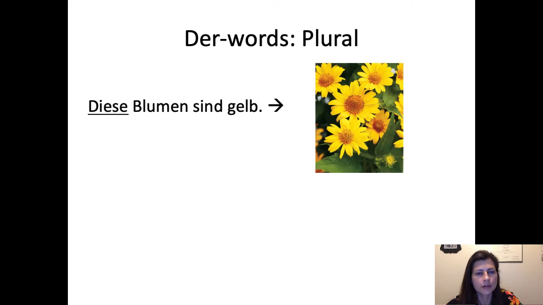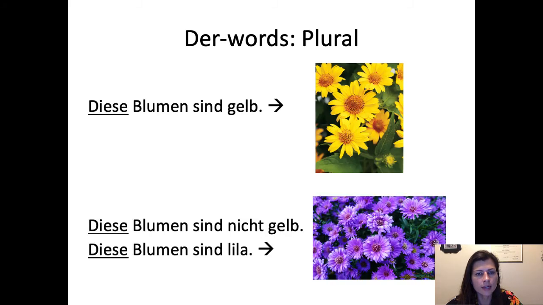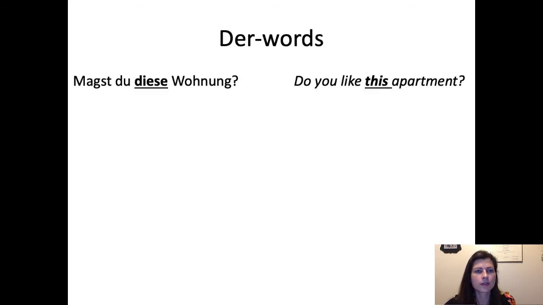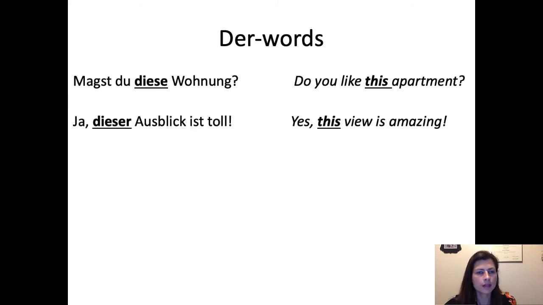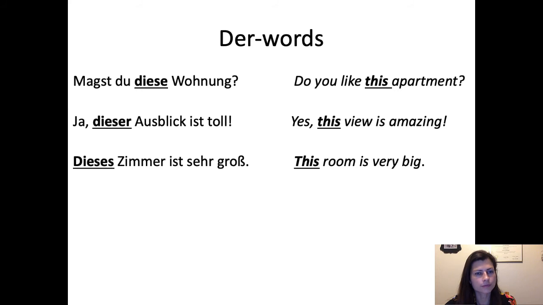Okay, and then in plural, diese Blumen sind gelb. Diese Blumen sind nicht gelb. Diese Blumen sind lila. And then we have, for example, magst du diese Wohnung? Do you like this apartment? Feminine. Ja, dieser Ausblick ist toll. That's masculine. Dieser Ausblick. Dieses Zimmer ist sehr groß. So Zimmer is neuter. This room is neuter. So dieses Zimmer, this room.